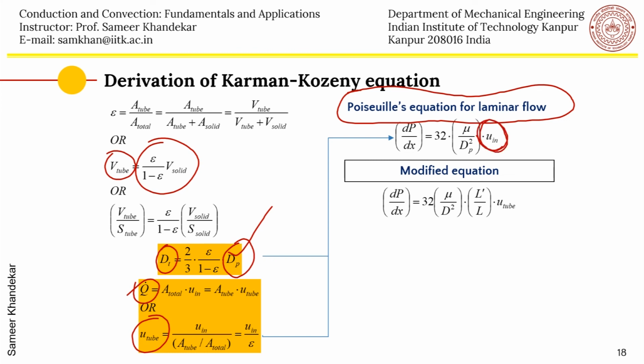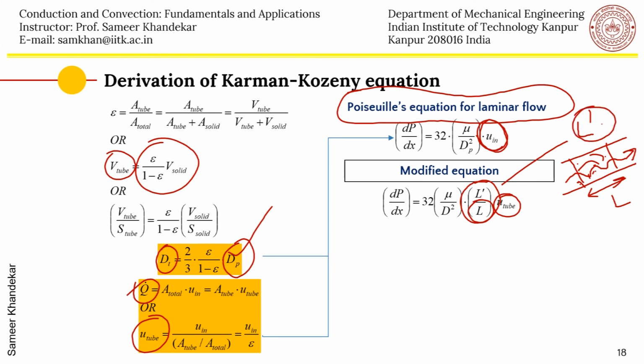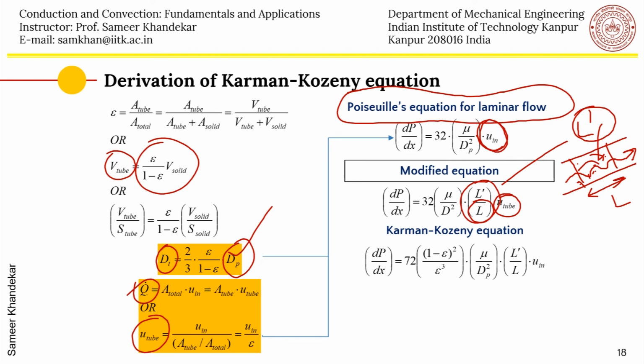In this way, the Karman-Kozeny framework gives you the relationship between the standard velocity profile and an equivalent model of the porous media. If you compare these two equations, you will see that the permeability is given by this particular value: 72 into (1 minus epsilon) square divided by epsilon cube into L dash upon L into dP square. What I am trying to say is that L dash upon L is not known, and dP square is also not usually uniform. It is not a single morphology. There are different particle sizes.